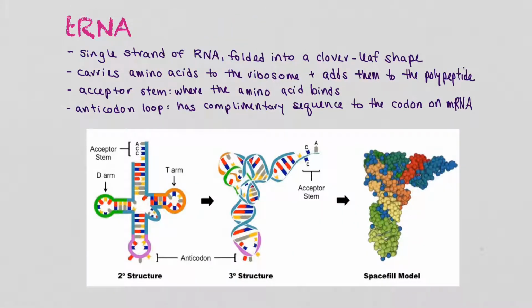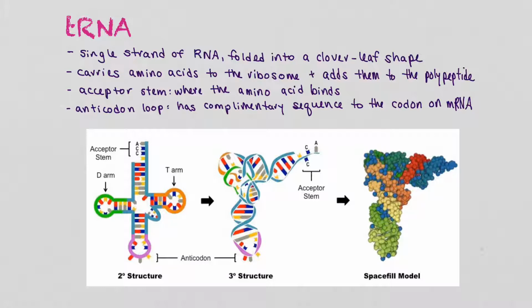So tRNA is also known as transfer RNA, and it's called that because it transfers amino acids to the growing polypeptide. So it is a single-stranded piece of RNA, but it folds onto itself into a cloverleaf shape. So you can kind of see that right here. And you can see there's three different visualizations. This is the two-dimensional structure. This is the more 3D structure, and this would be the space-filled model, showing what it would look like through an electron scan. The tRNA carries amino acids to the ribosome and adds them to the polypeptide.